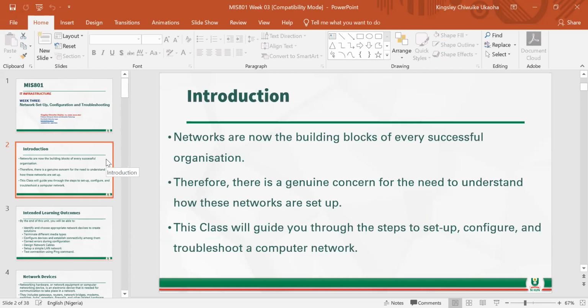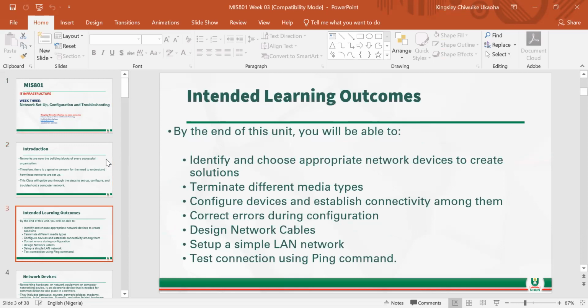business they are doing, they are going to interact with people and with other organizations that may not be in the same vicinity. And so, since they are not in the same vicinity, they need to communicate and share files among themselves. A network makes it possible. So, there's a genuine concern for the need to understand how these networks are set up. So, this particular class will guide you through the steps to set up, configure, and troubleshoot a computer network.